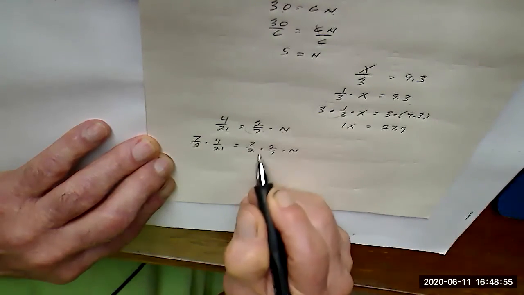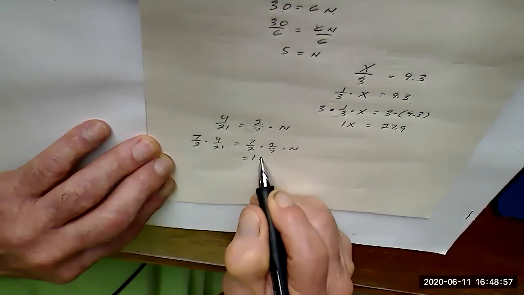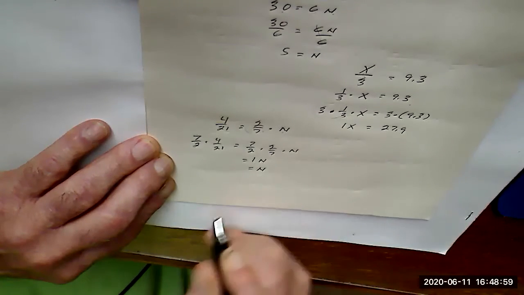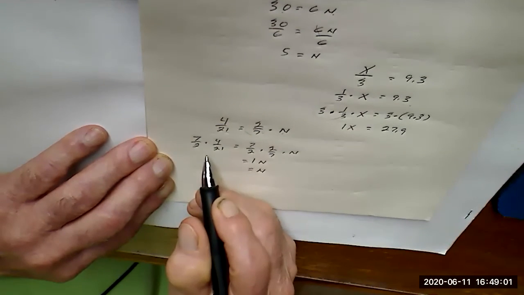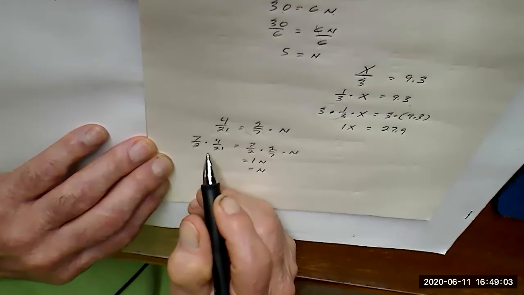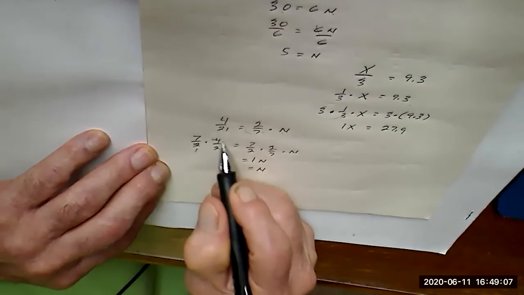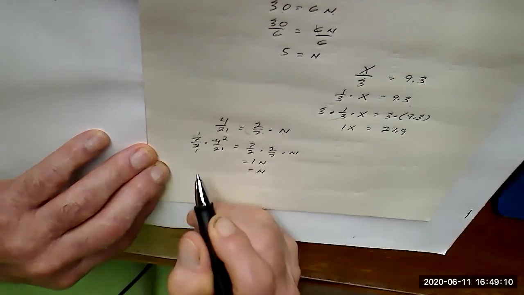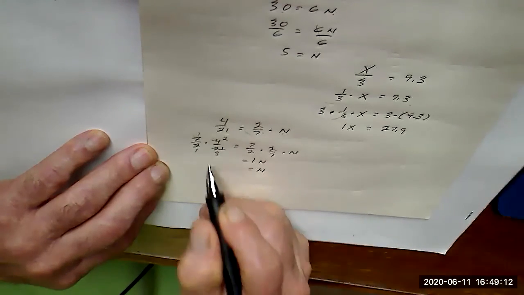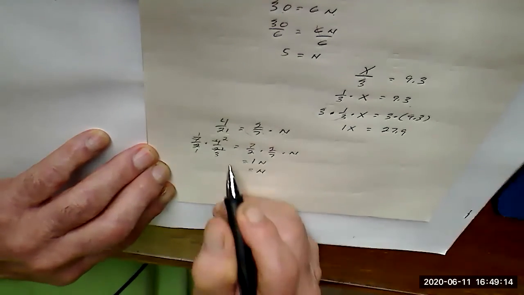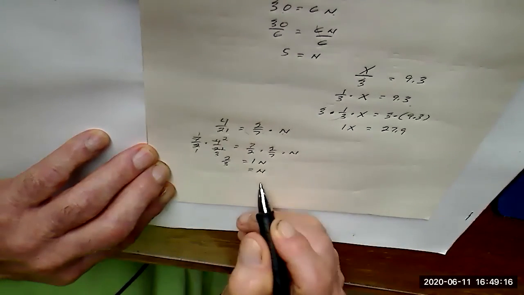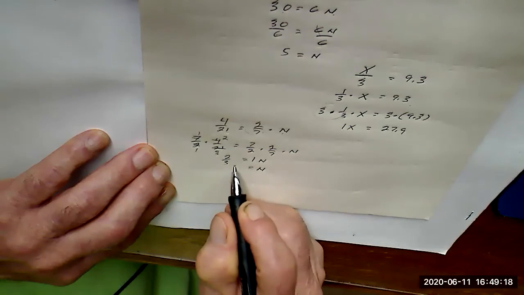Notice this product here gives me just 1n or n. Over here, it's best if you don't multiply right away, but reduce first. So 2 and 2, 1; 2 and 4, 2; 7 and 7, 1; 7 and 21, 3. So 1n equals 2/3, or n itself is 2/3.